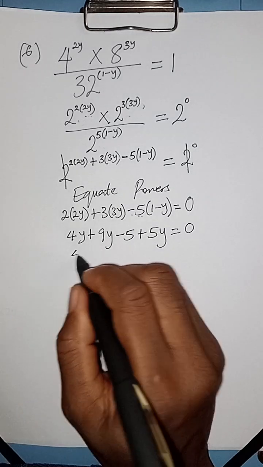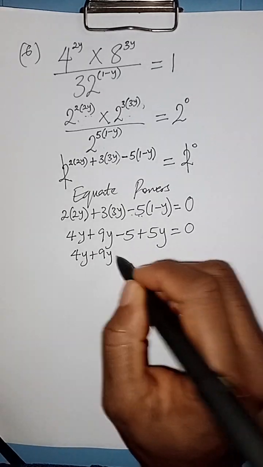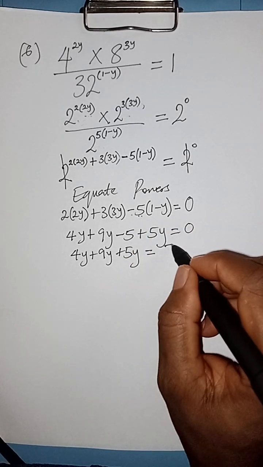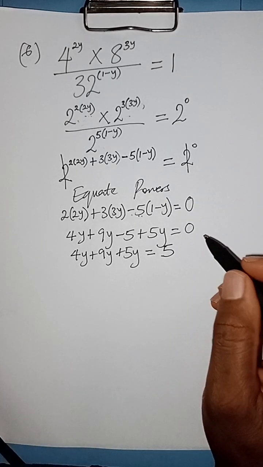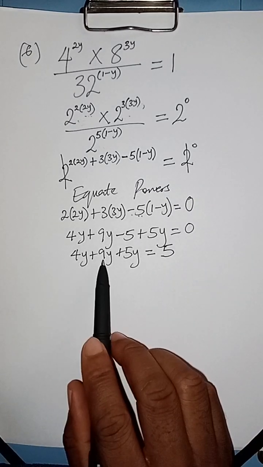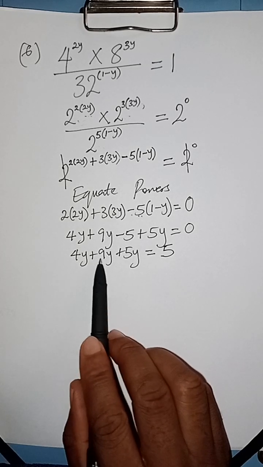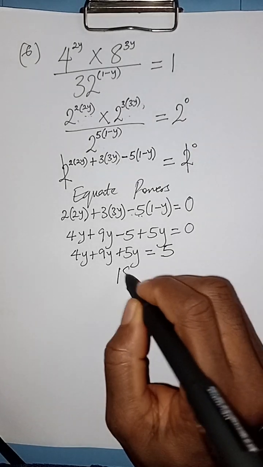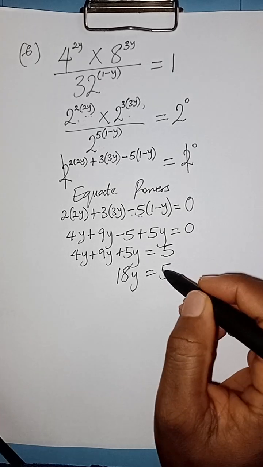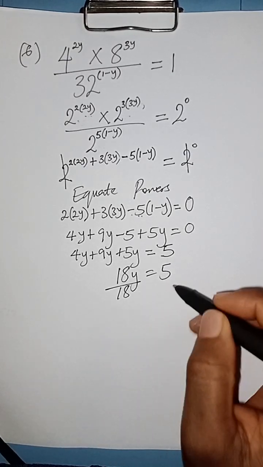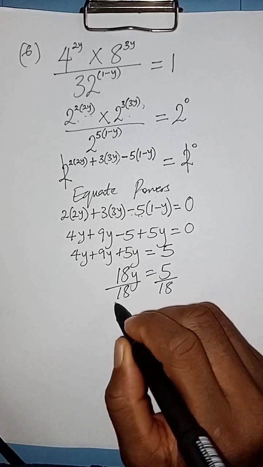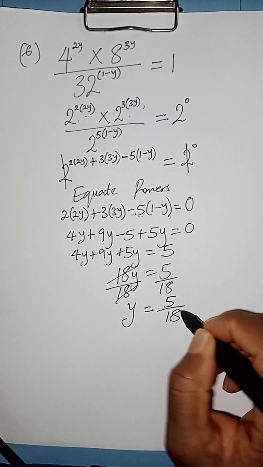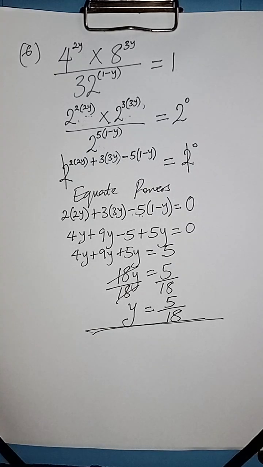So collect like terms. 4y plus 9y plus 5y equal to minus 5 will move to the other side and becomes 5. Here is 0 already, so it doesn't matter if I write it. So let's add them together. 4y plus 9y is 13y, plus 5y. That's 18y equal to 5. Divide both sides by the coefficient of y, which is 18, and that gives you this. So y is equal to 5 over 18. That is the solution to the question.